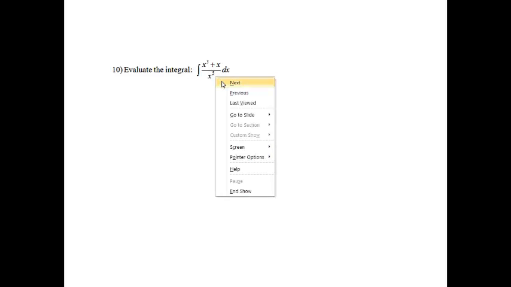Problem 10, evaluate the integral x cubed plus x all over x to the 5th dx. First thing that we're going to do, since we have no quotient rule on integrals, is we're going to bump the x to the 5th up top. So I'm going to have x cubed plus x, and then times x to the negative 5.